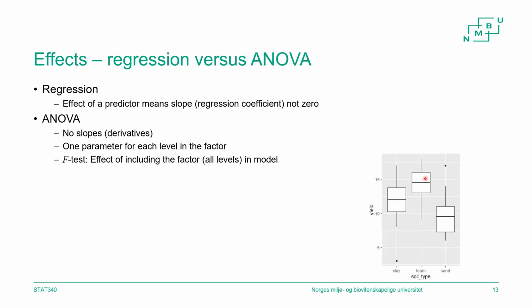But it's not a line, it's not a curve, right? Because there's nothing in between the factor levels, either here or here or here.